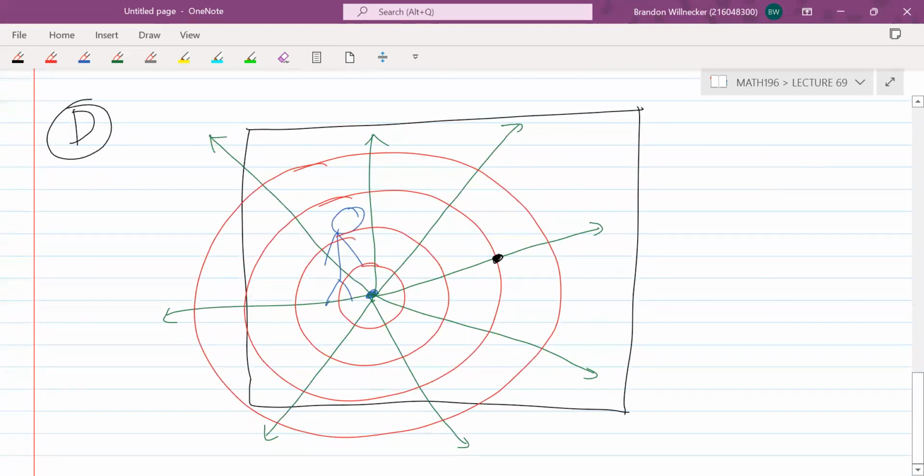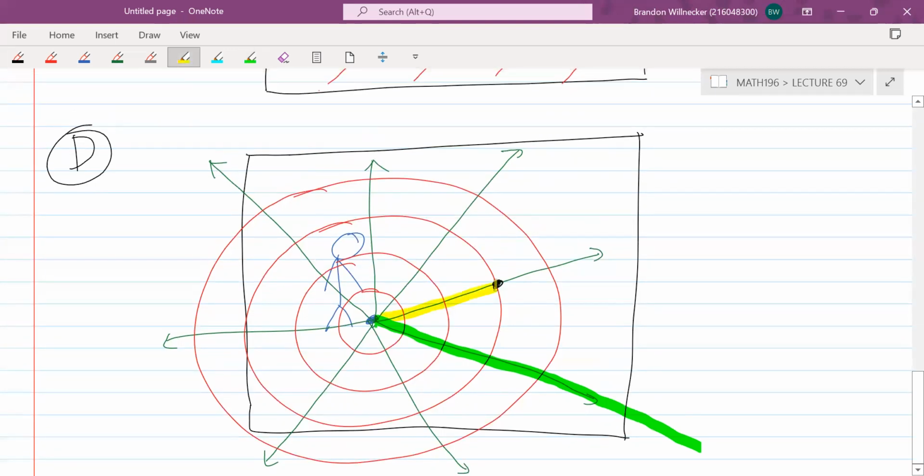Well, I pick one of these radial lines to be a special radial line. So let's just pick this one. So this is my special line here. What I do is I measure the angle that this point makes with this special line here. So let's put that in yellow. So I've got that line from me to the point. This angle is theta. That's going to be my first number.